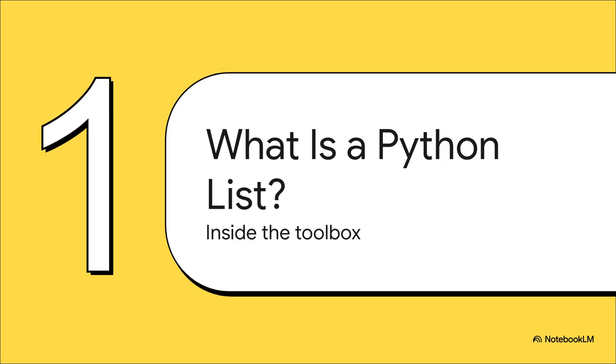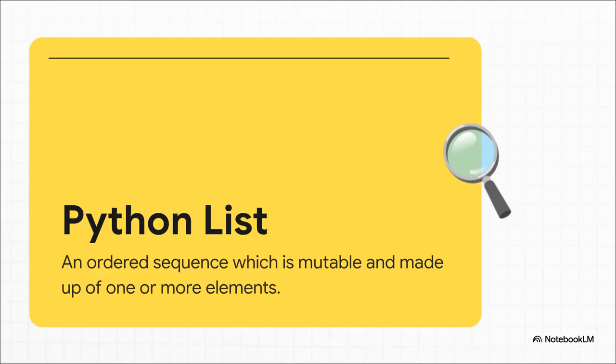Okay, so let's pop the latches on this thing. Let's take our first peek inside and see what exactly makes a Python list tick. So here's the official definition: an ordered sequence which is mutable. Okay, what does that actually mean? Well, ordered is easy. It just means every single item has its own specific spot in line. And mutable? That's the magic word. It means you can change it. After you create a list, you can go back and add things, remove things, swap things out. It's not set in stone.